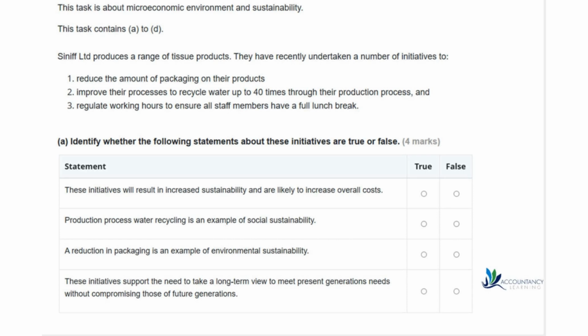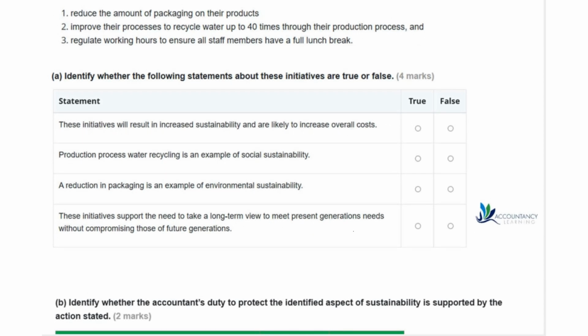This task is about microeconomic environment and sustainability. Sinif Limited produces a range of tissue products. They have recently undertaken a number of initiatives to: 1. Reduce the amount of packaging on their products, 2. Improve their processes to recycle water up to 40 times through their production process, and 3. Regulate working hours to ensure all staff members have a full lunch break. We now need to identify whether the following statements about these initiatives are true or false.